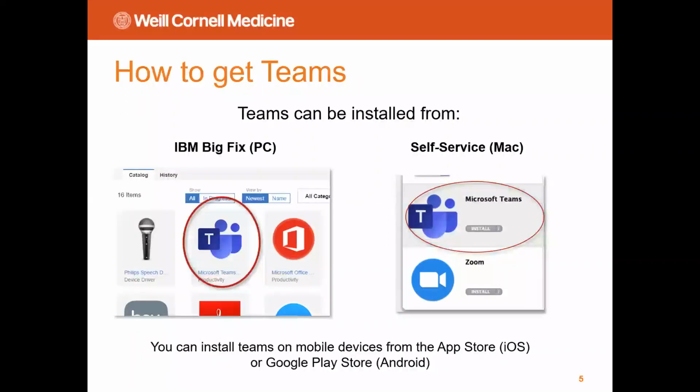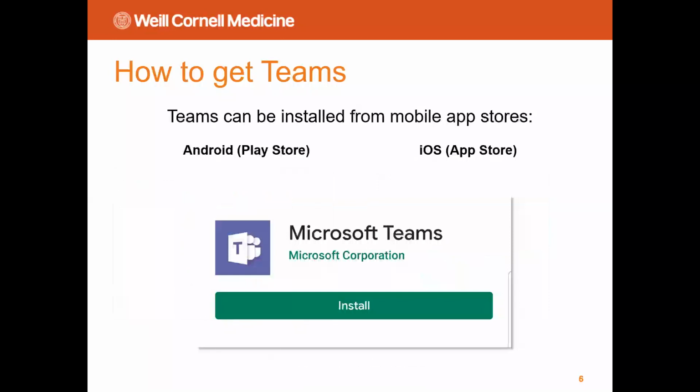All right, how to get Teams. You can install Teams depending on your platform. If you have a Windows PC or laptop, it's part of IBM BigFix, so you can get it through the BigFix self-service application store. Similar for Mac, it's part of the Jamf self-service application area. And you can also install it on mobile devices. So for Android, it's the Play Store, and for iOS, it's the App Store. You can just search for Microsoft Teams and go ahead and install.